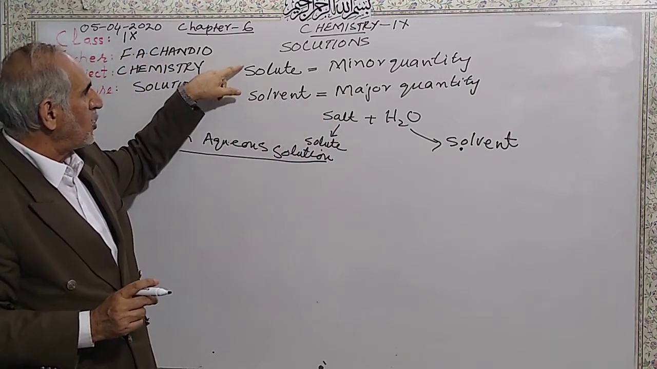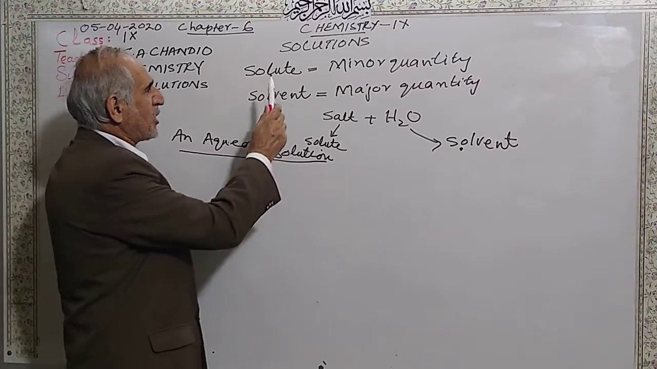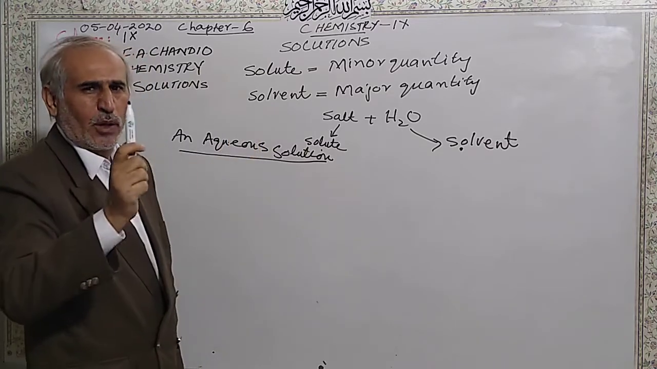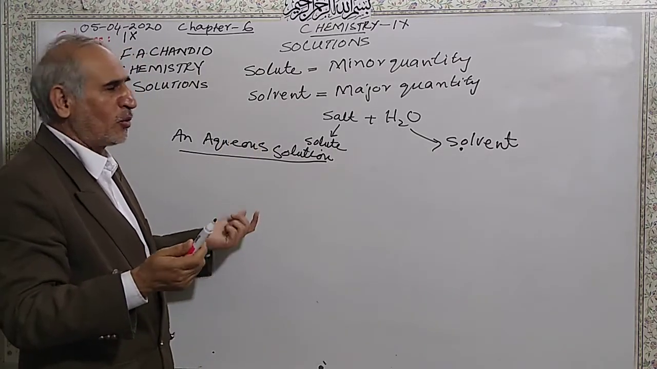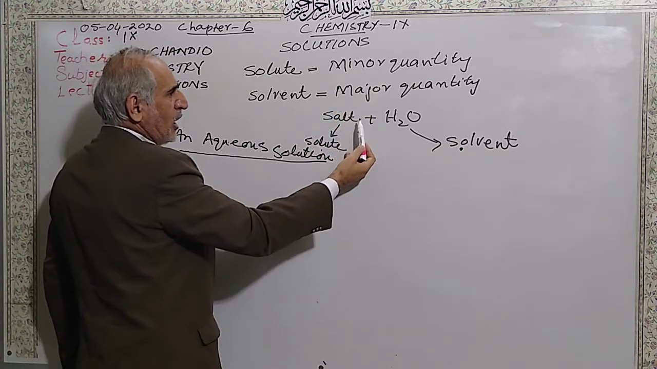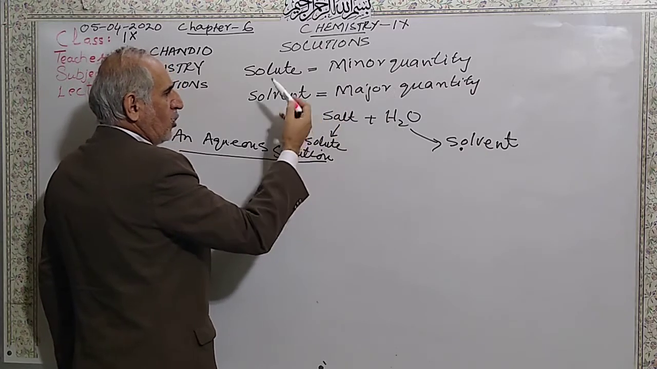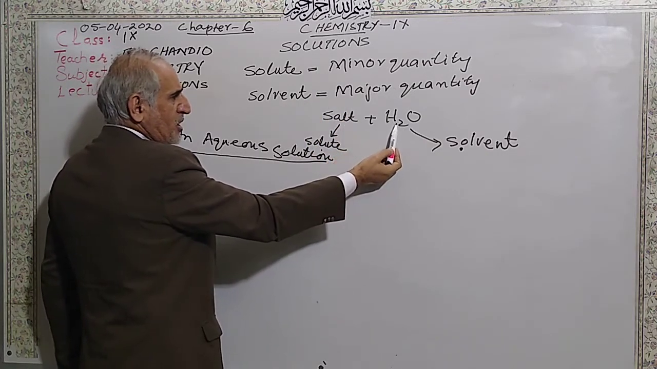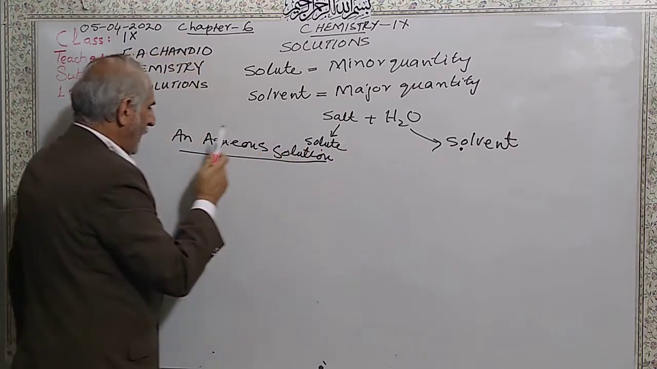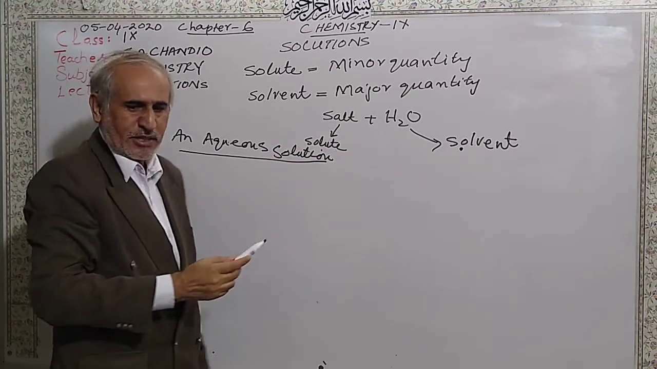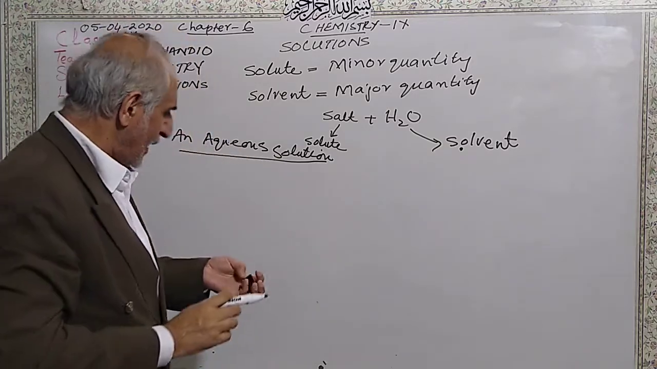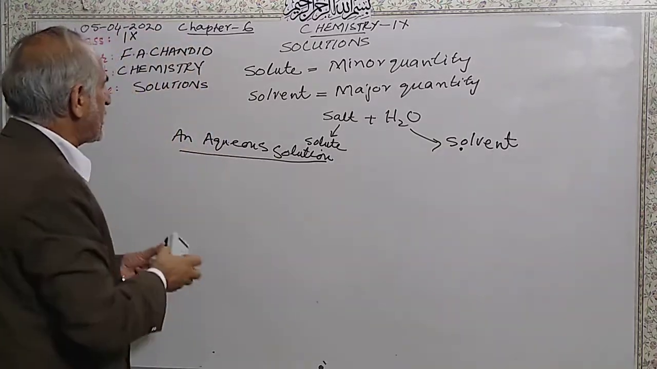So again I am telling you, a solution is a homogeneous mixture of solute and solvent to make a uniform composition. One state, one form you will get. Example I gave you, minor quantity is called solute and major quantity is called solvent. So solute and solvent make a solution, and when you are dissolving solute in water, then the name of the solution is called aqueous solution.